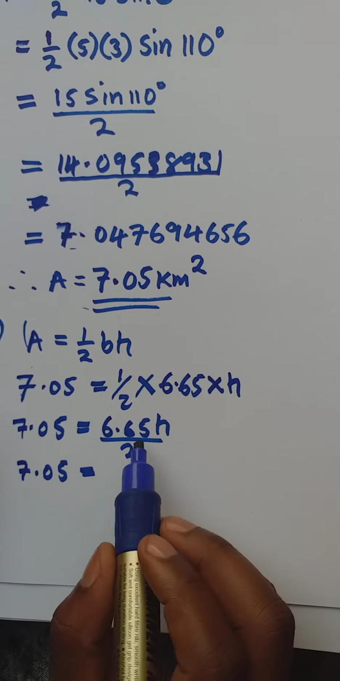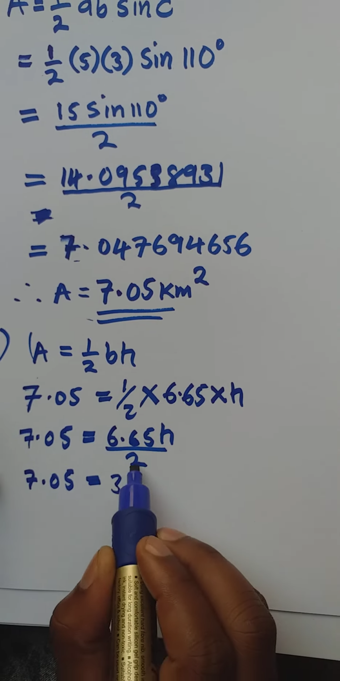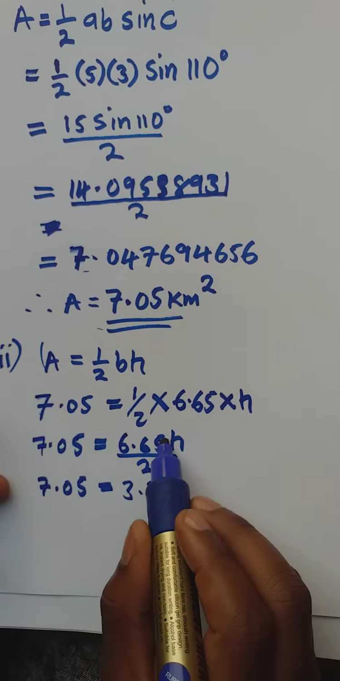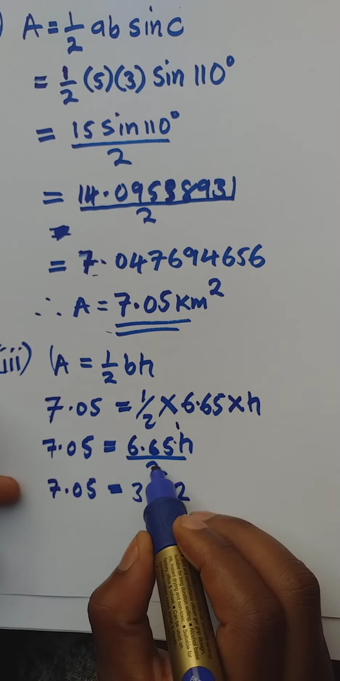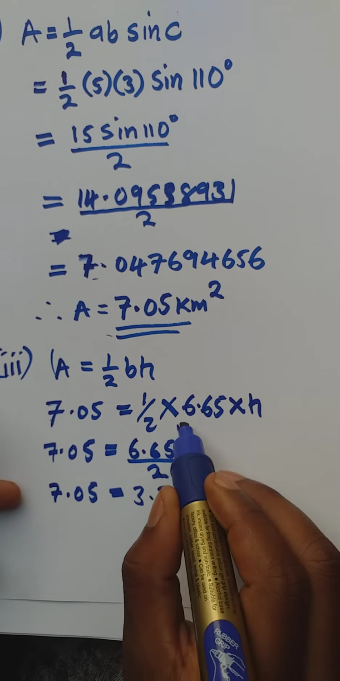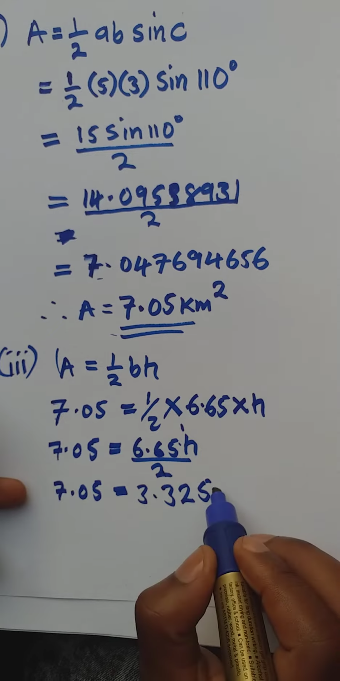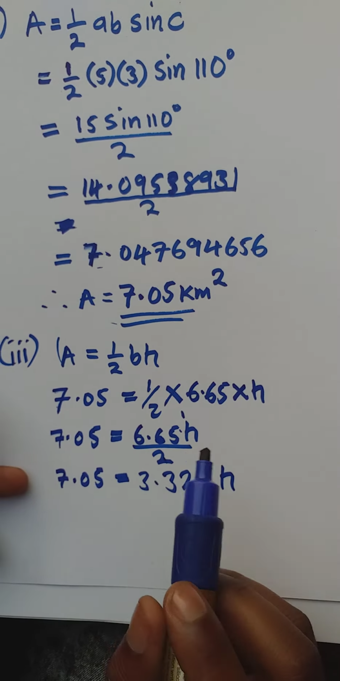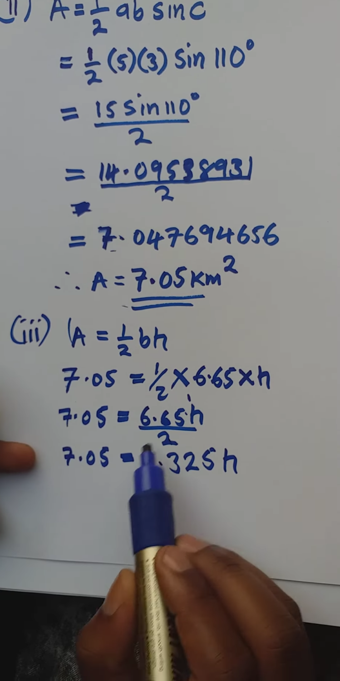So this is simply 2 into 6, which is 3. Then 2 into 5, it's 2, remainder 1. Otherwise 2 into 1, it can't, so add 0, so it's 3.325 h. Otherwise this one you should find it using a calculator directly. So use the calculator to calculate 6.65 divided by 2, you'll get this.